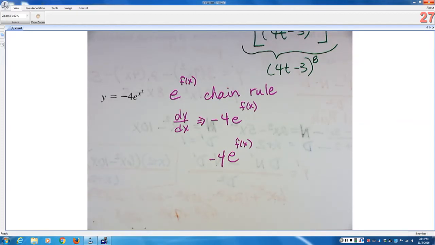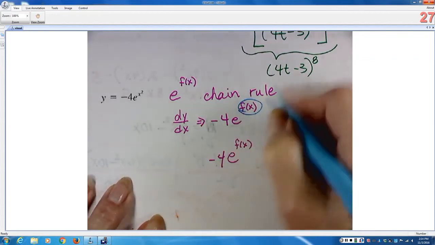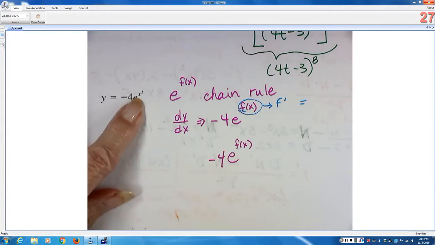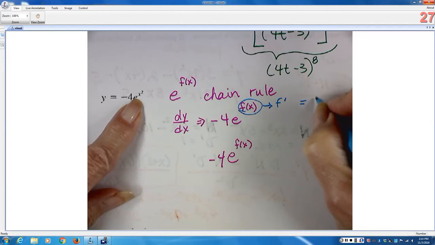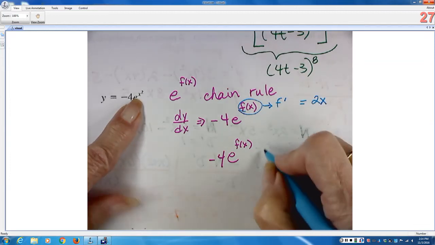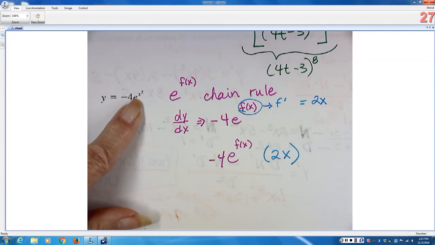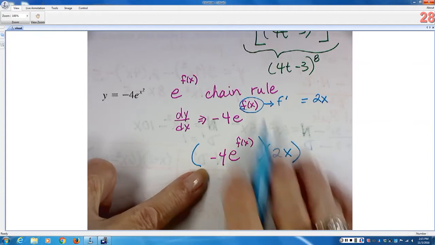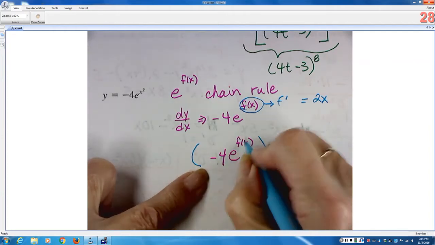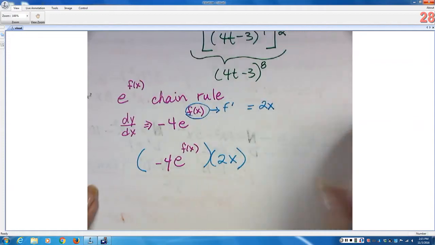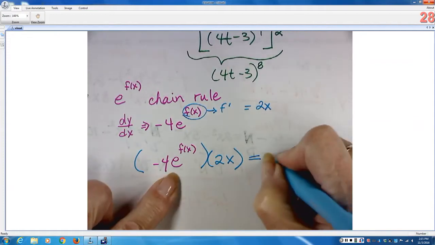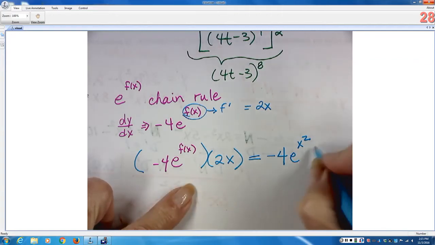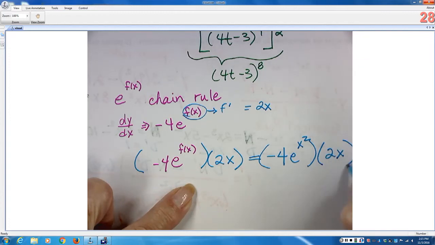But then the chain rule part comes in because you have to actually take f prime, which, since f is x squared, is going to be 2x. You're going to multiply this derivative times 2x. So there's the derivative of the outside. Here's the derivative of the inside, which is the power. And the power in your final form is going to be negative 4e to the x squared, because that's what its power was to begin with, times 2x.